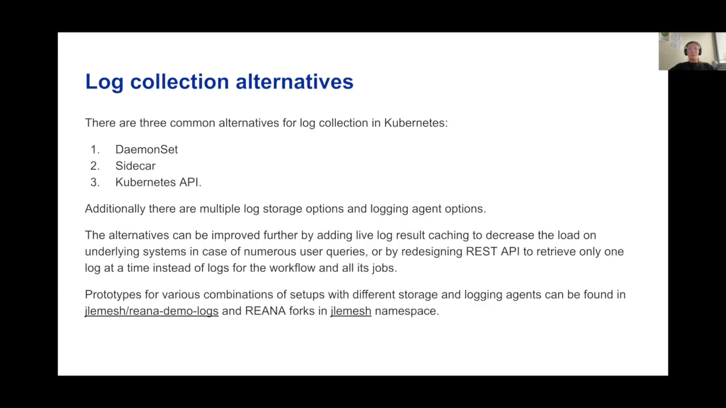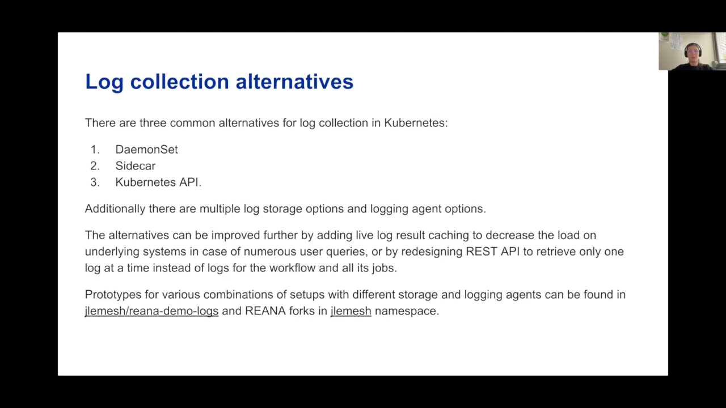And there are three common alternatives for log collection in Kubernetes: daemon set, sidecar, and Kubernetes API. This will be explained later. And additionally, there are multiple log storage options and logging agent options if used. And then alternatives can be improved further by adding log result caching and by optimizing REANA REST API, as it currently retrieves logs for workflow and all its jobs at the same time. But it could be redesigned to retrieve only one job log at a time.